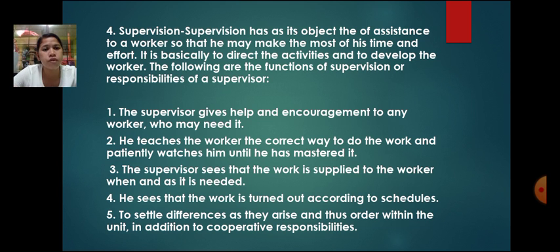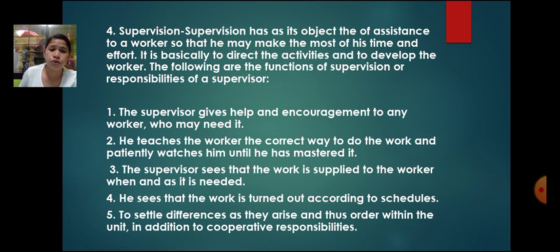So fourth is supervision. Supervision is the object of the assistance to the worker so that they can make the most of his time and effort. The following are the functions of supervision, or responsibilities of a supervisor. First, the supervisor gives help and encouragement to any worker who may need it. Second, he teaches the worker the correct way to do the work and patiently watches him until he has mastered it.